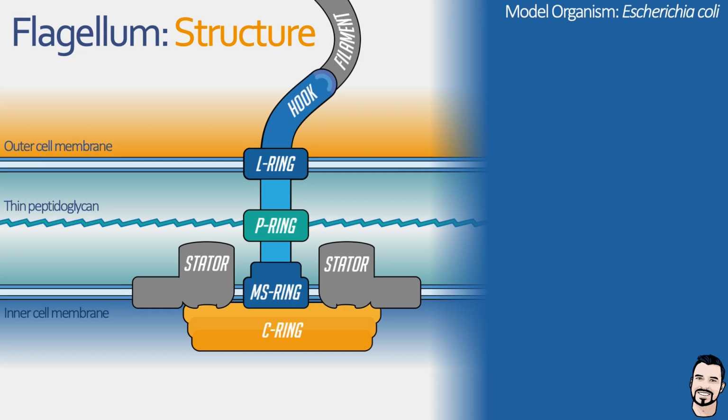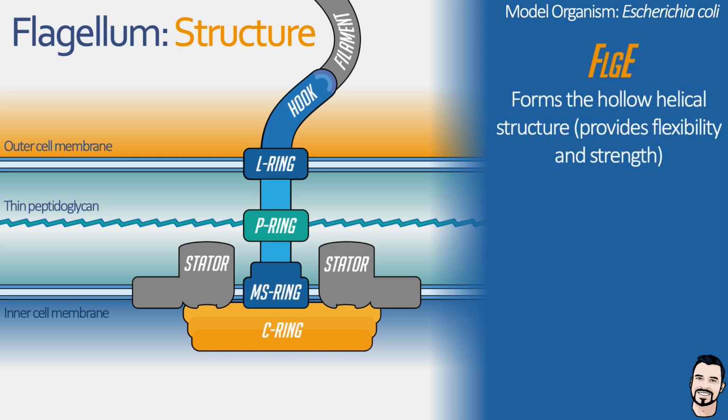Now, attached to the motor complex is the hook structure, which acts as a critical connector between the motor and the filament. Now, the hook is a tube-like structure made from around 120 to 130 copies of the FLGE protein, so quite a few more copies than we've seen for other parts of the flagella. And the subunits are arranged into a hollow helical structure that gives the hook some flexibility and mechanical strength, whilst allowing it to withstand various forces generated during high-speed rotation.